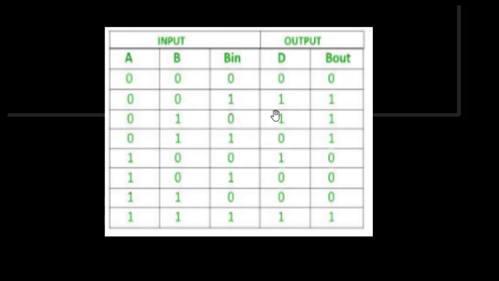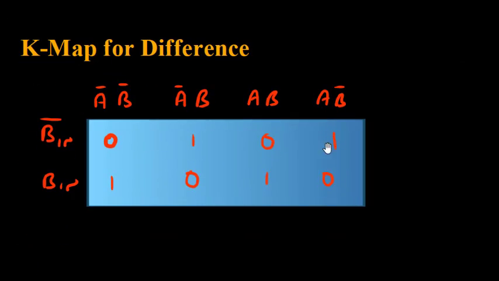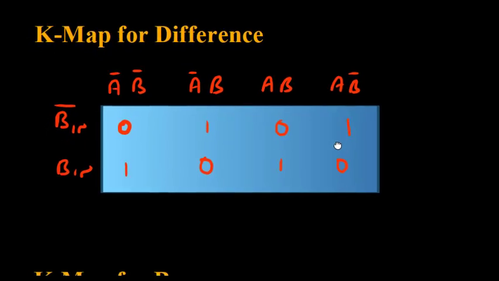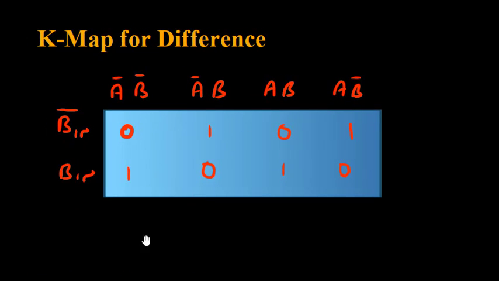Now, as we have to implement this circuit, we need to draw two K maps, one for difference and one for borrow out. So these are the K maps. This is the first K map, the K map for the difference. You can check this by using paper and pen and drawing that particular truth table.